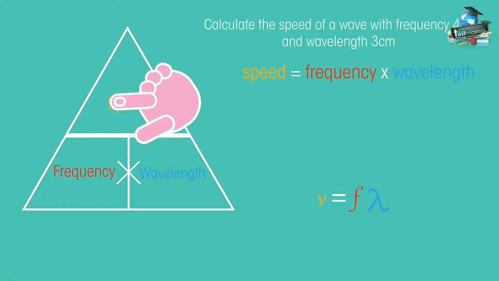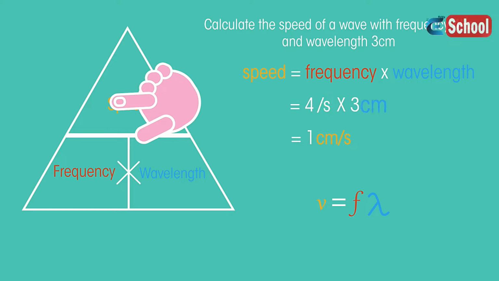this. We can use it to calculate the speed of a wave with frequency at 4 Hertz and wavelength at 3 centimeters. Look at the units. The frequency is measured in Hertz, which is a measure of per second, and the wavelength here is in centimeters. So the speed must be in centimeters per second.